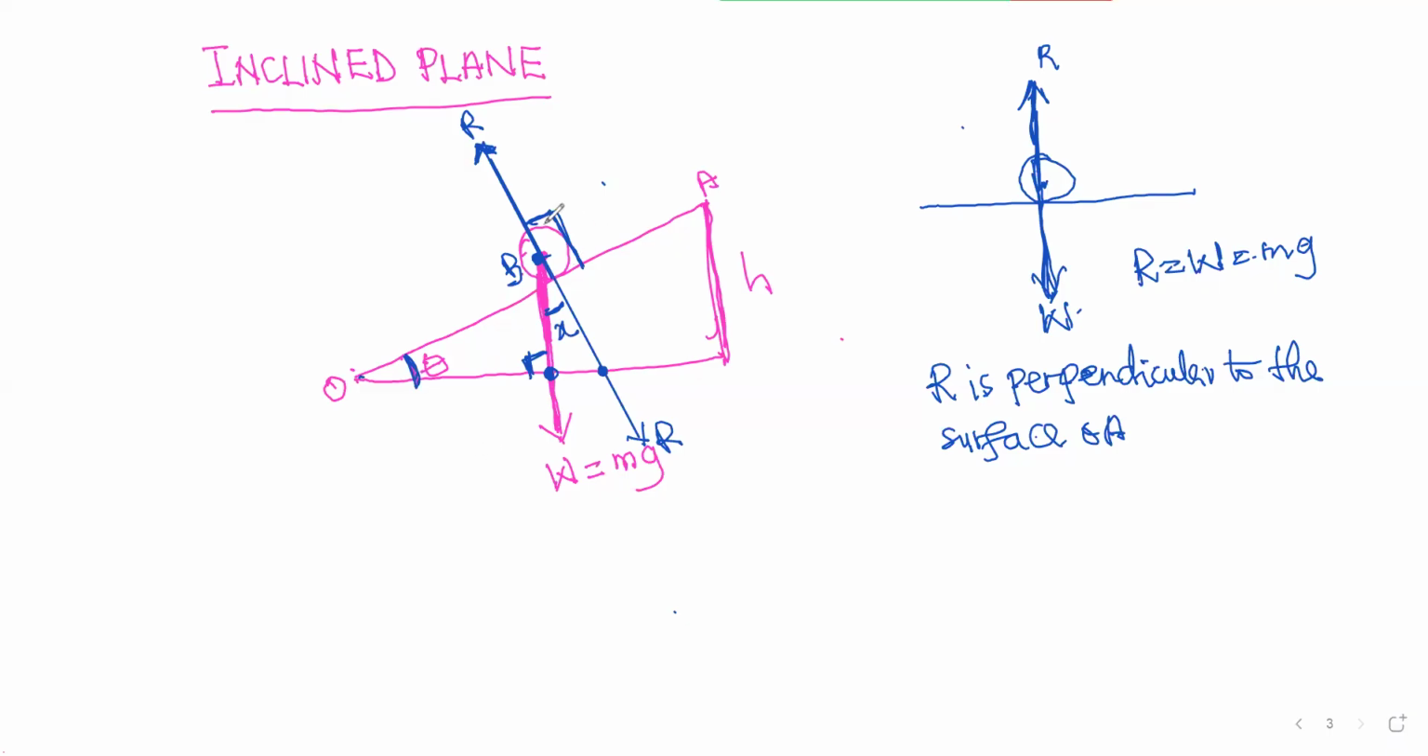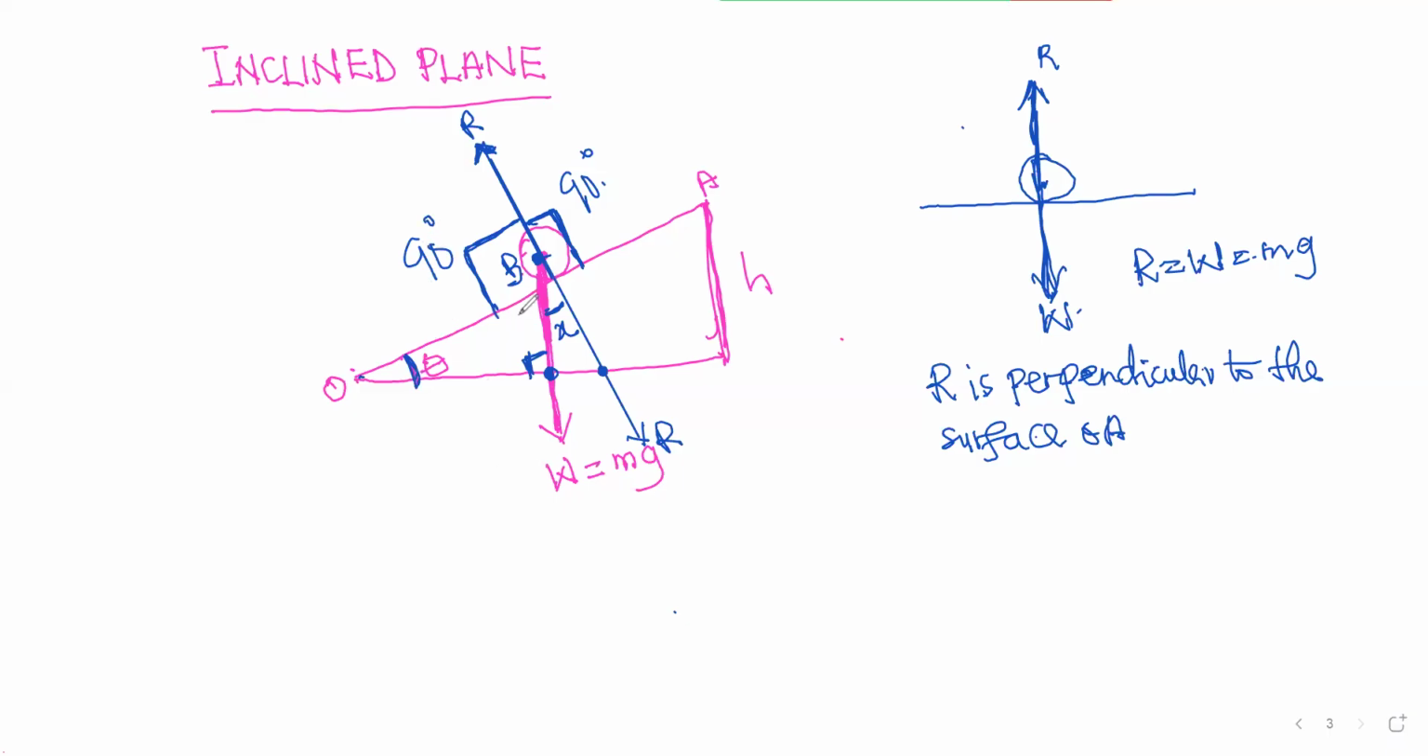Okay. Class, if the reactional force makes an angle of 90 to OA, what will be the angle between the same reactional force and this side and the plane? What will be the angle here? 90 degrees. That's also 90.